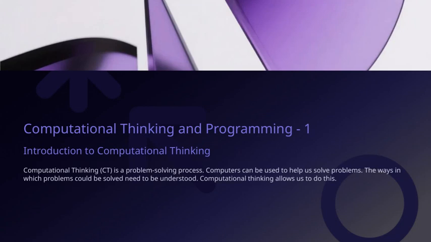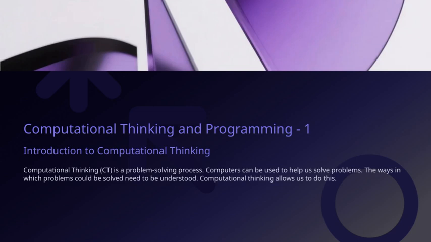Computational thinking, or CT, is essentially a problem-solving process. It's about breaking down complex problems into manageable parts and developing strategies to solve them. Computers can be incredibly helpful tools in this process, acting as assistants or even partners in solving these challenges. But before we can effectively use computers, we need to understand how problems can be solved, what steps or methods are involved. That's where computational thinking really shines.